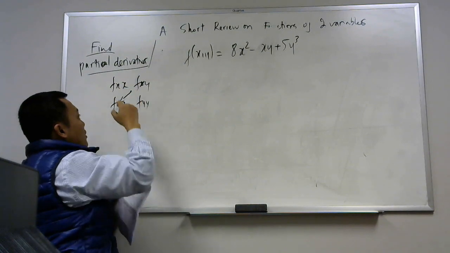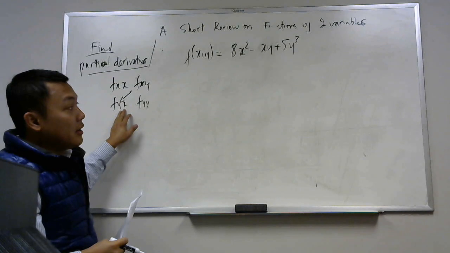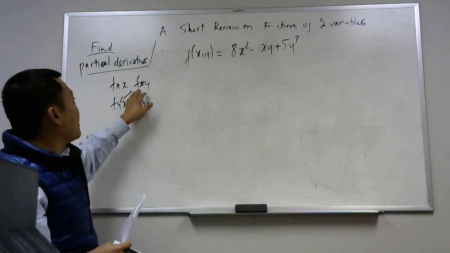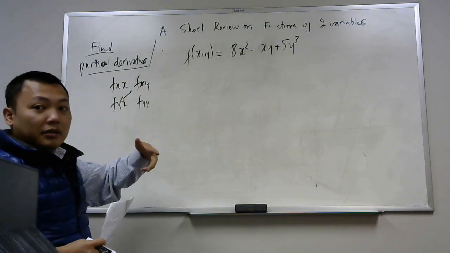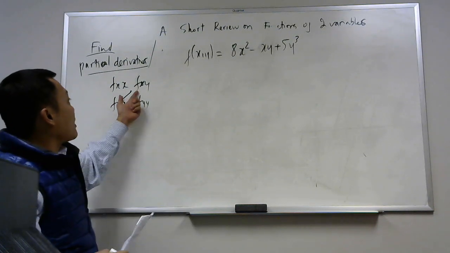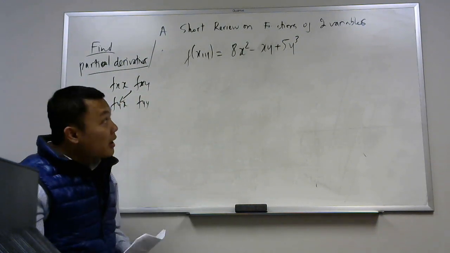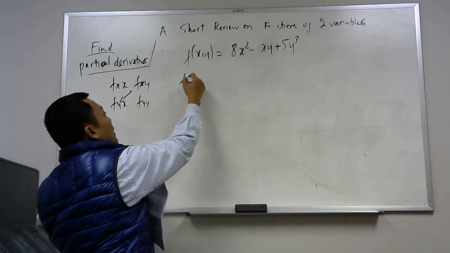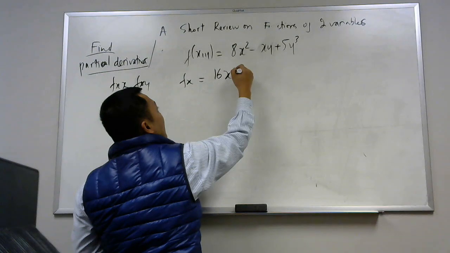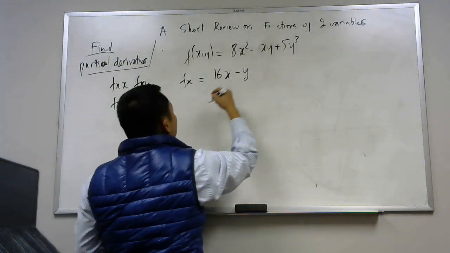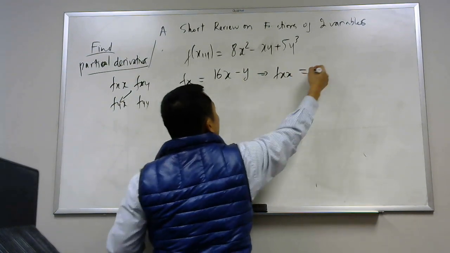For differentiable functions, fxy and fyx are equal. So this mixed partial derivative does not depend on the order in which you take the derivatives. So basically for this function you only need to find fxy or just fyx. All right, first we need to take fx. fx is 16x, and then here I have minus y, and here is 0. And then from here I can get fxx is 16.